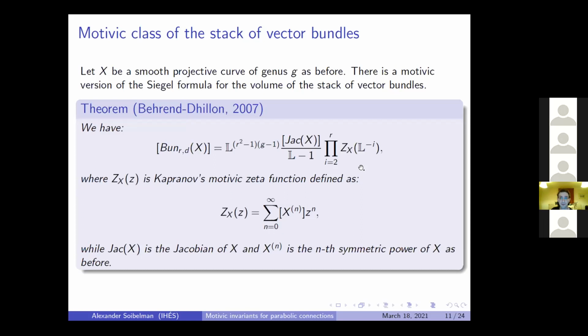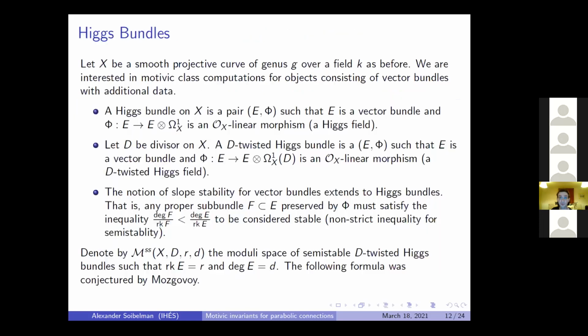What we're interested in computing is Motivic classes for moduli stacks of Higgs bundles and moduli stacks of vector bundles with connections. So I will briefly introduce what Higgs bundles are. Everything is over a curve, so X is a smooth projective curve of fixed genus. Higgs bundles are pairs of a vector bundle and a Higgs field, which is just going to be an O-linear morphism of E to E twisted by the canonical bundle. You can further twist this by some additional line bundle and get twisted Higgs bundles.